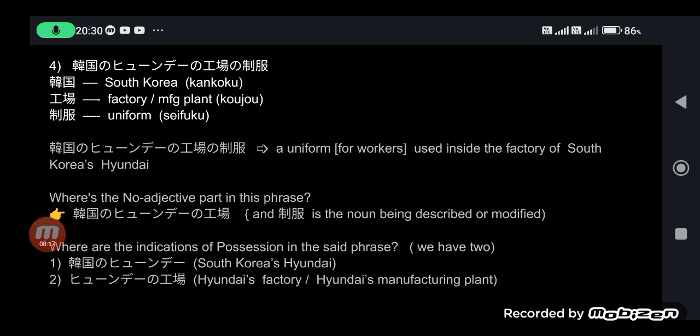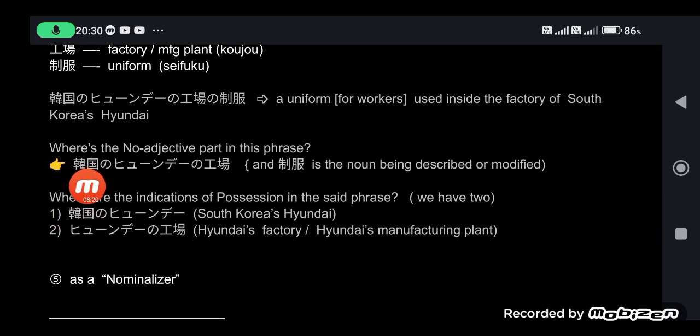In this kind of phrase, this is the no adjective: Kankoku no Hyundai no kojo. So what do you want to modify here? The noun that is being modified here is the seifuku. Seifuku is uniform. So to modify this, we use a no adjective. The no adjective here is this very long phrase, Kankoku no Hyundai no kojo. Seifuku is the noun being described or modified.